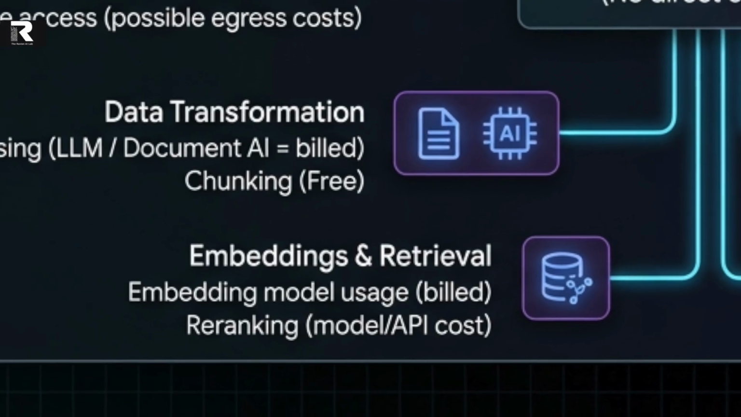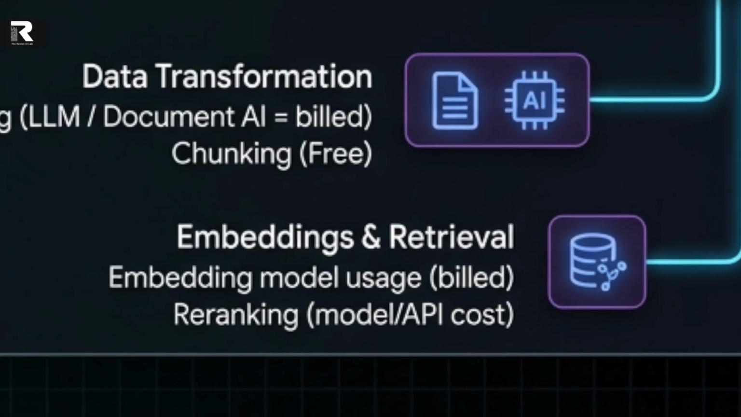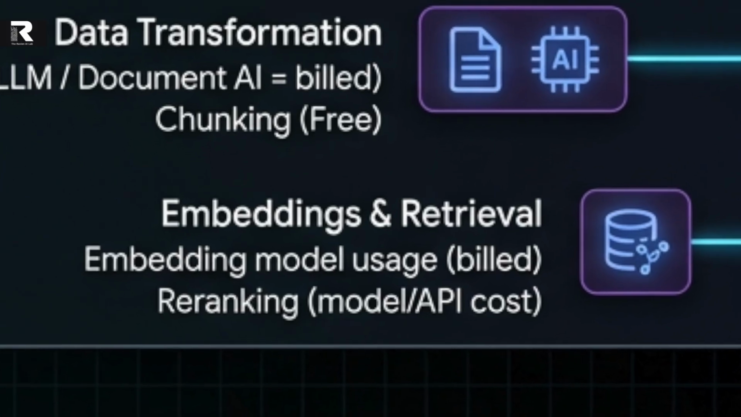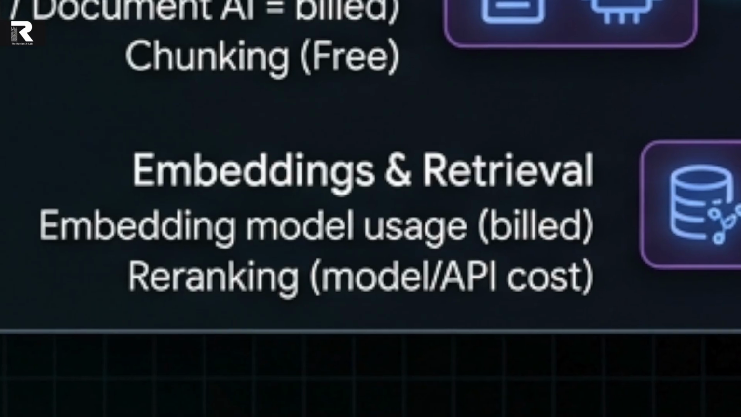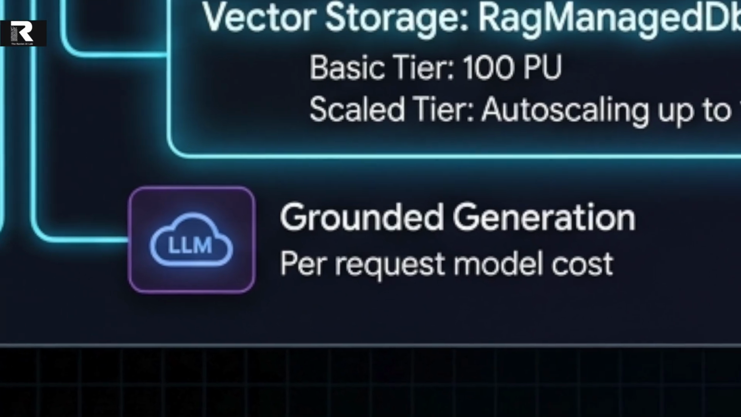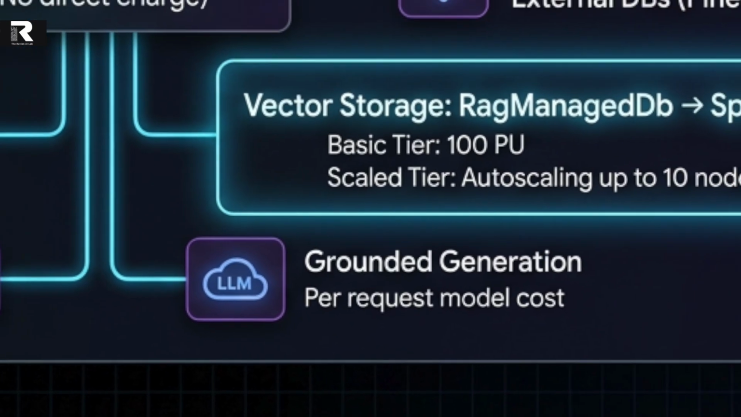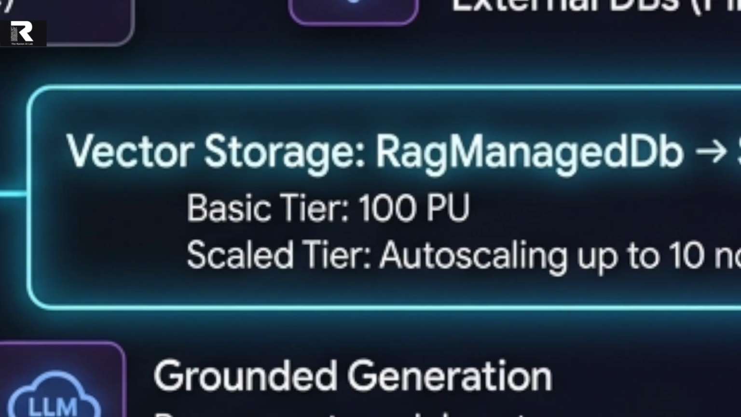Embeddings, retrieval, and generation. Embedding generation, billed based on the selected embedding model. Re-ranking. LLM re-ranker, model cost. Ranking APIs, API cost. Grounded generation, billed per model request. Vector storage, major cost component.